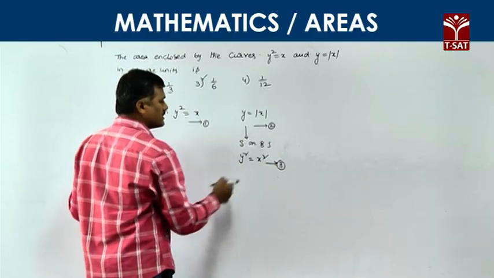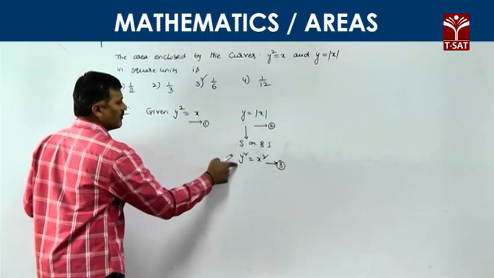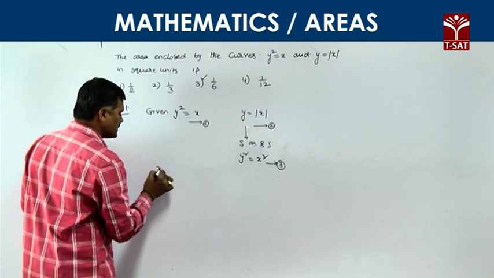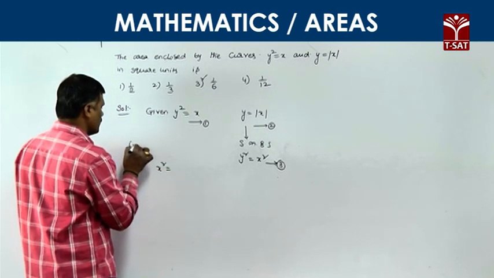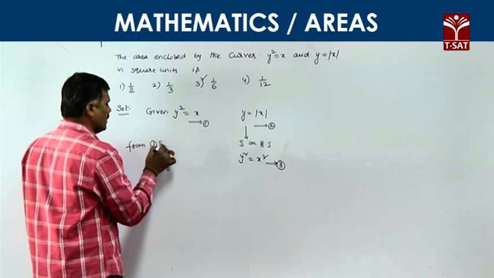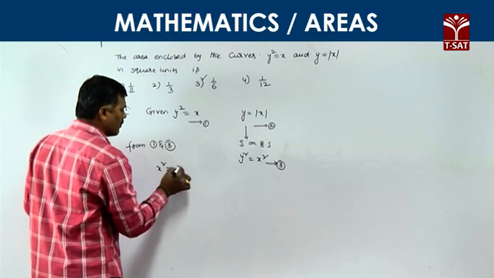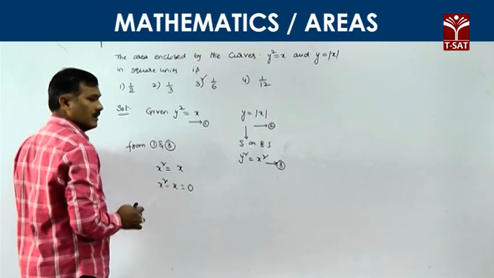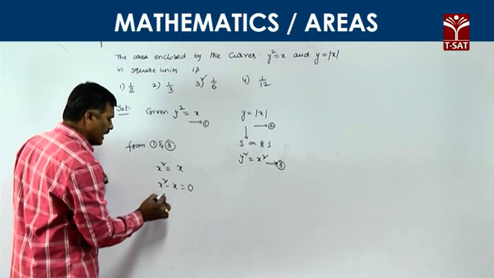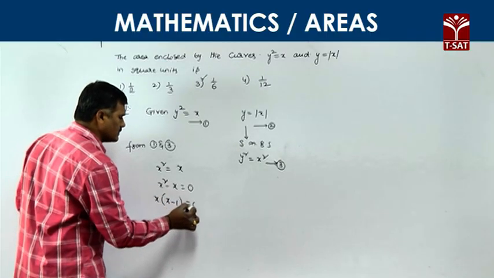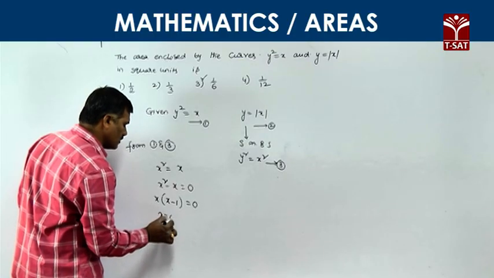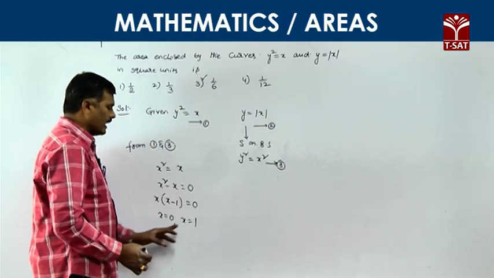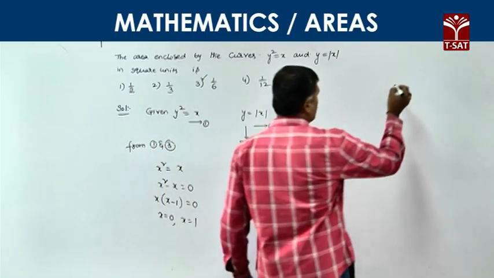From equation 1 and equation 3, the left sides are the same, the y square function is the same. So we are equating the right sides. From 1 and 3, x square is equal to x. Now x square minus x is equal to 0. Now we can take x common here, x into x minus 1 is equal to 0. x is equal to 0 and x is equal to 1. These are the ordinates or the lines. Now a rough diagram.